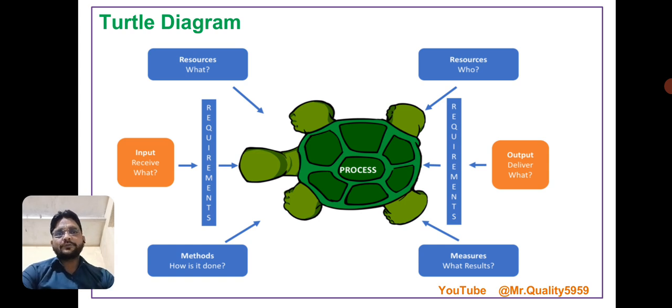In input we are using resources, meaning what resources we are using, and method means how it can be done. And in the output section we measure what results, as well as with whom. These are the output side, and this is how the structure looks like the turtle.